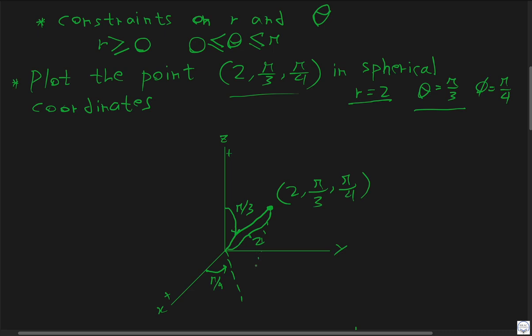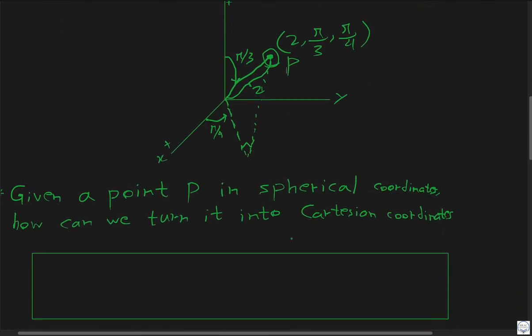And directly below it, this is the projection of this line segment onto the xy plane. This will create a 90-degree angle, or pi over 2. So this is where our point lies. If we call it P, it lies over here. So now let's move on.